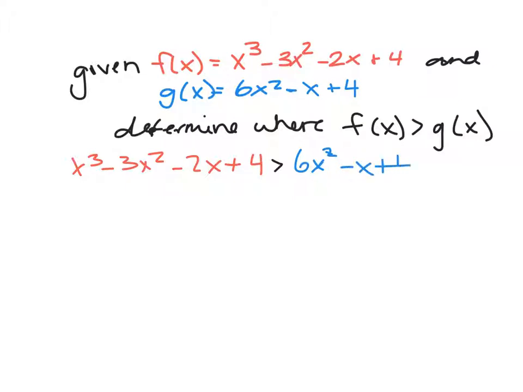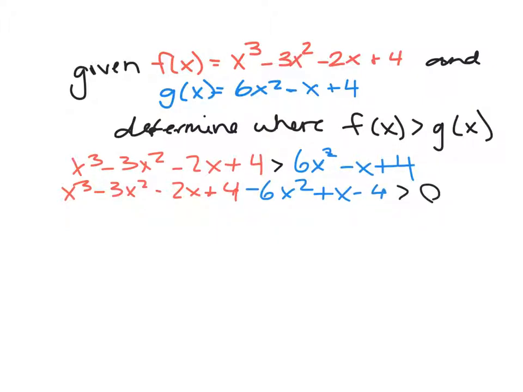minus x plus 4. So we have this inequality, and now we want to equate to 0 because we are trying to solve for our boundary points. We can't do anything until we've equated to 0. So x cubed minus 3x squared minus 2x plus 4. Now we move everything from our blue function over to the other side. So subtract 6x squared plus x minus 4 is greater than 0. Okay, so now we want to collect our like terms.